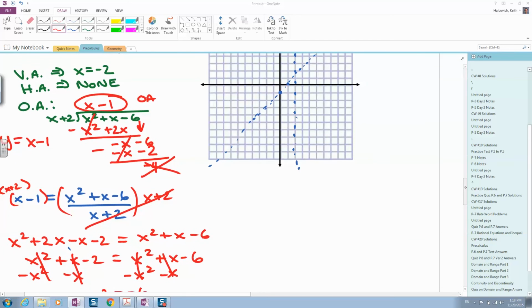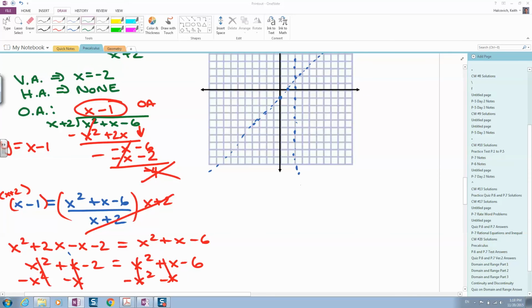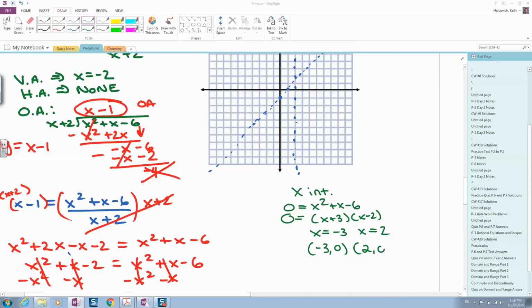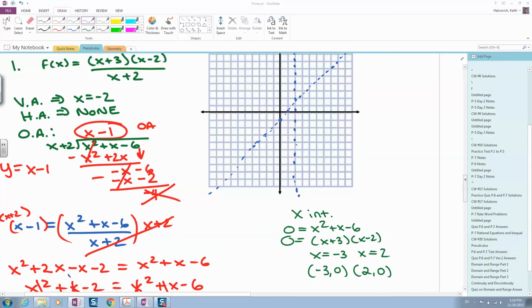All right, so now we can do the x-intercept. Remember, for the x-intercept, you set the numerator equal to 0 as a factor. That's x plus 3 and x minus 2. So that means x equals -3, x equals 2. So our x-intercepts are -3, 0, and 2, 0. Those are our x-intercepts.